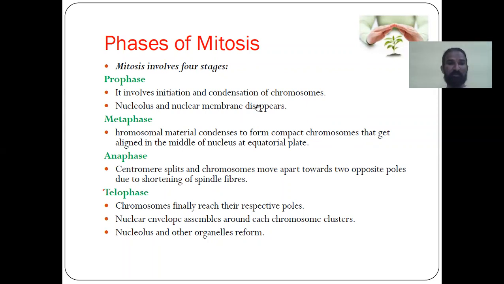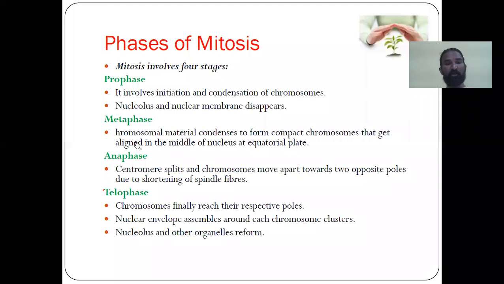Coming to the metaphase, the chromosome material condenses to form compact chromosomes, and all these compact chromosomes are arranged, or aligned, on the equatorial plate. This is called metaphase. The next one is anaphase.